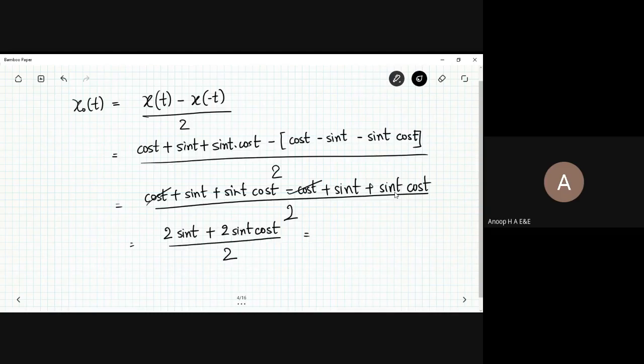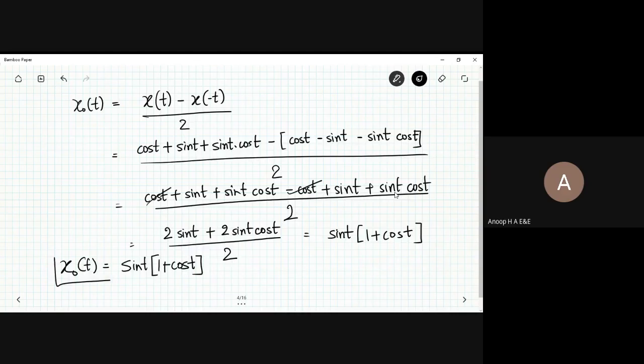Okay. So let me take out 2 as the common factor, which gets cancelled out, and you are left with sin t. Again, 2 times sin t can also be taken as a common factor, so you can skip one more step, and this is the odd component. So x odd of t will be equal to sin t times (1 plus cos t).